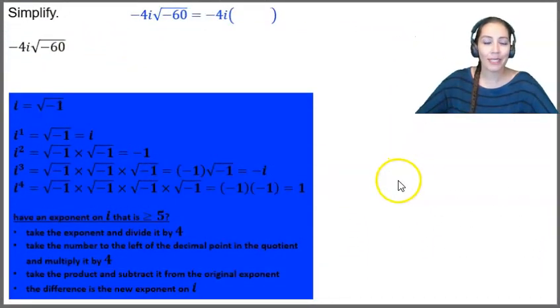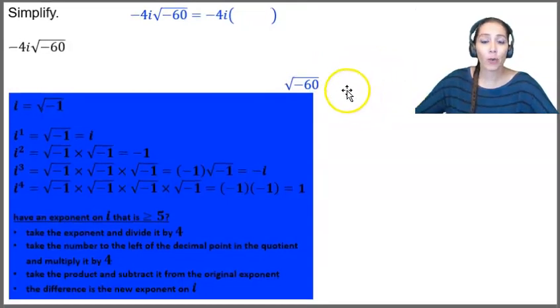Now that we have Chloe's tips and tricks, we can see that i is equal to the square root of negative 1. i represents an imaginary number. Anytime you take a square root of a negative, you will get an imaginary number, not a real number. So let's go ahead and look at what the square root of negative 60 is so we know what to fill into our parentheses here.